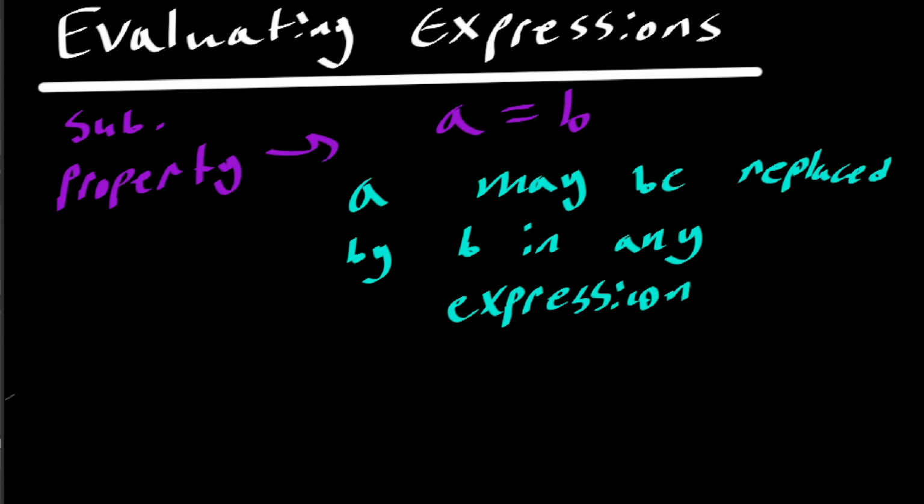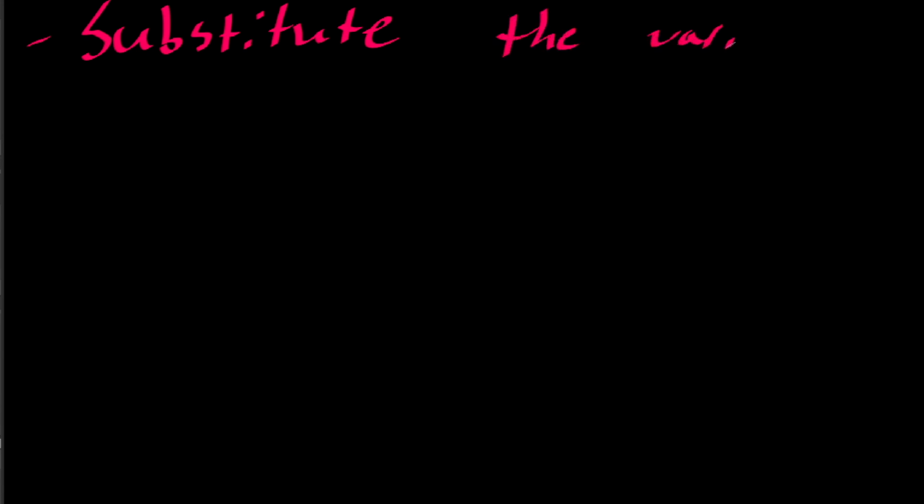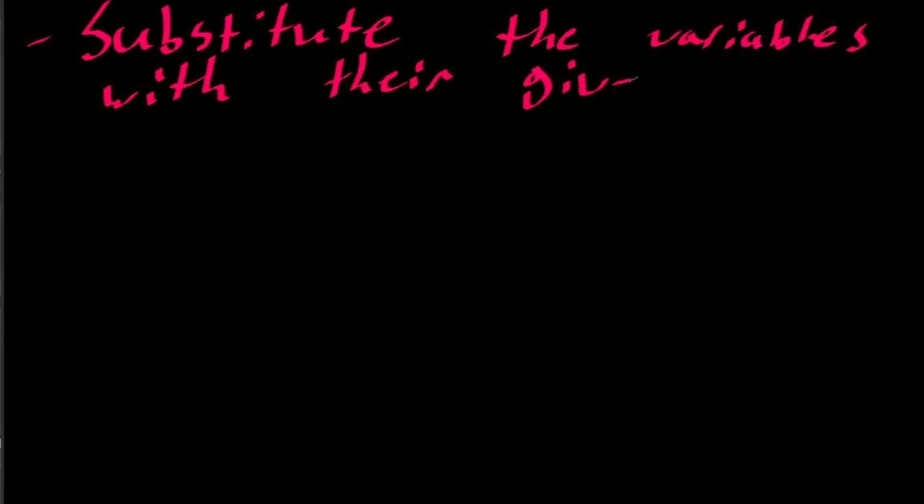If you want to evaluate an expression, all you have to do, it's very simple, and you can write this down or not, is substitute the variables that we have with their given values. All right, seems pretty easy to follow. Let's look at some problems.